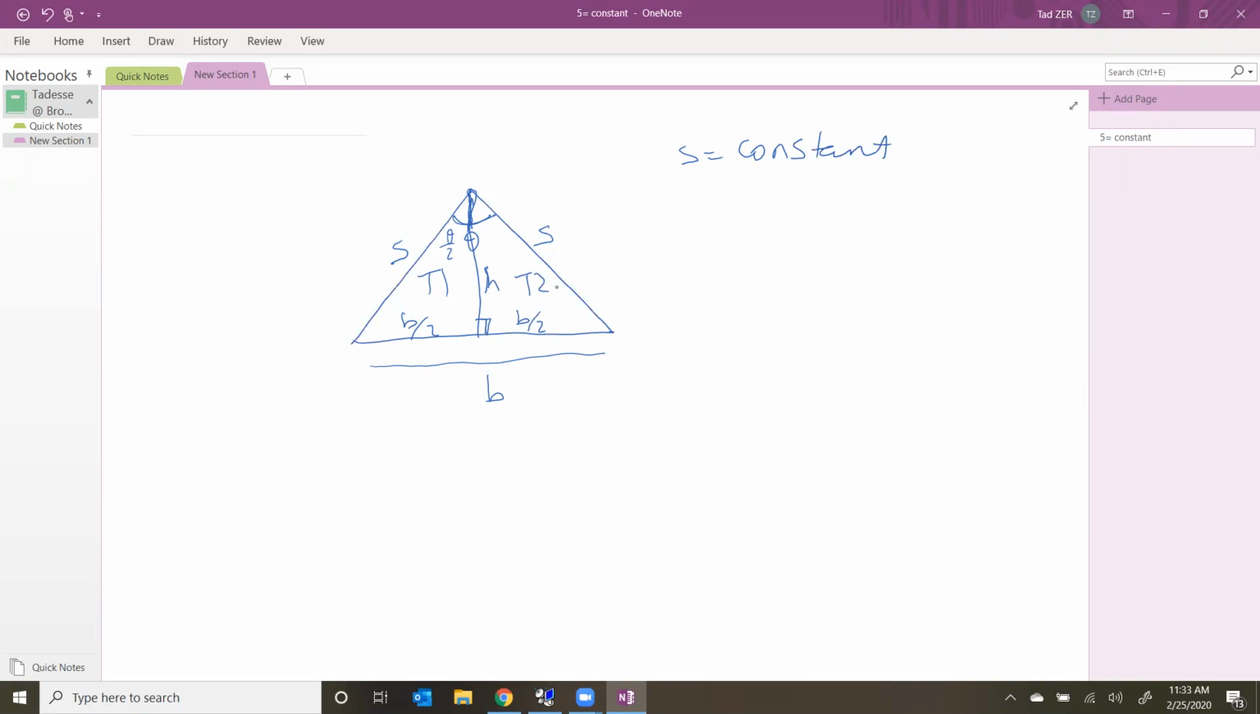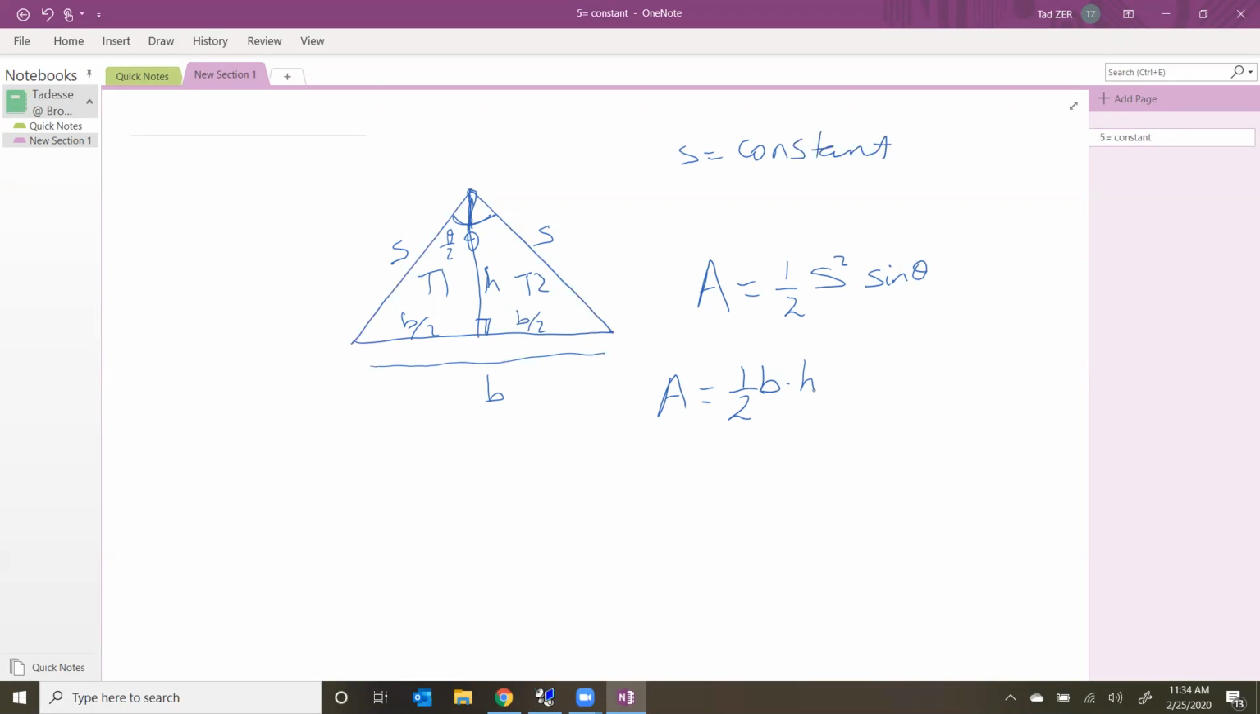So the question is, we want to prove that the area of this triangle is given by half s squared times sine of the angle theta. That's what we want to prove. So how do you do that? The first question is, what would be the area of a triangle given the base and an altitude or height? Area is given by half times the base times the height. That is the formula for the area of a triangle.